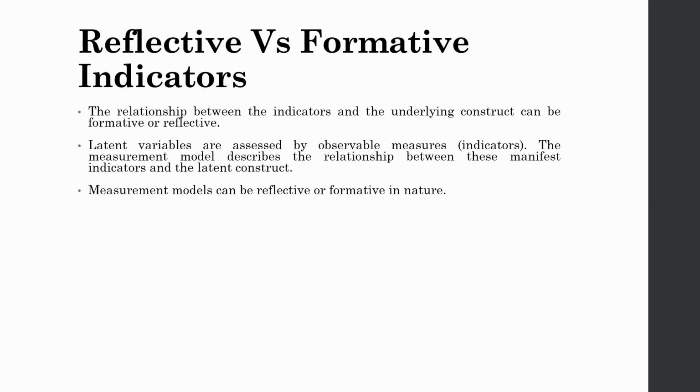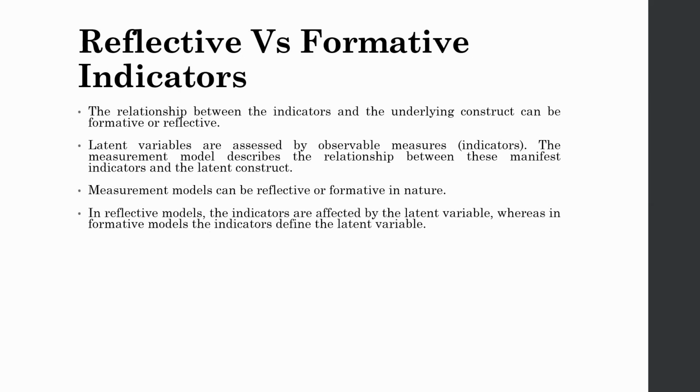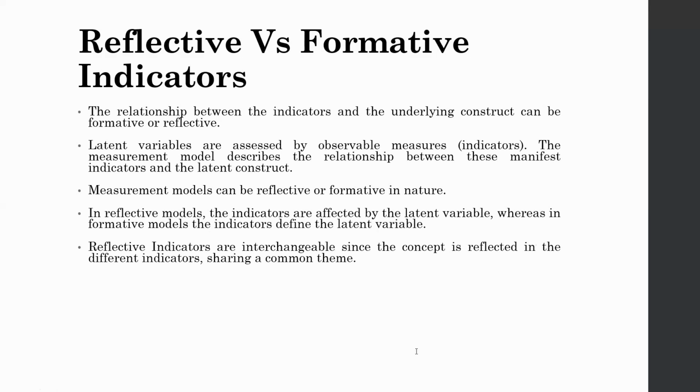Now, a measurement model can be reflective or it can be formative in nature. In reflective models, the indicators are affected by the latent variable. So the arrow is pointing towards the items. In the formative model, the indicators define the latent variable. That is, they form the latent variable. So the arrow is pointing from the items to the latent variable. The difference we'll explain in detail. Wait, the examples are coming and they will clarify all this.